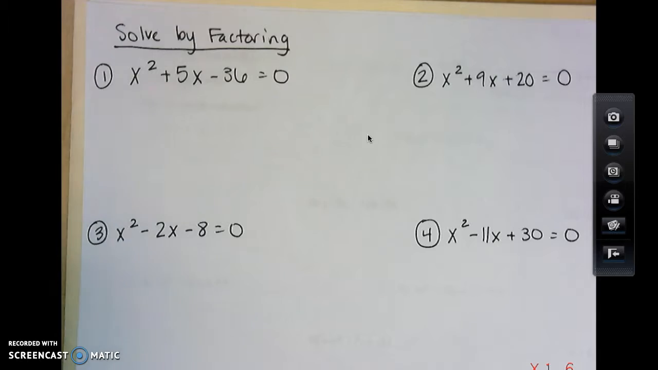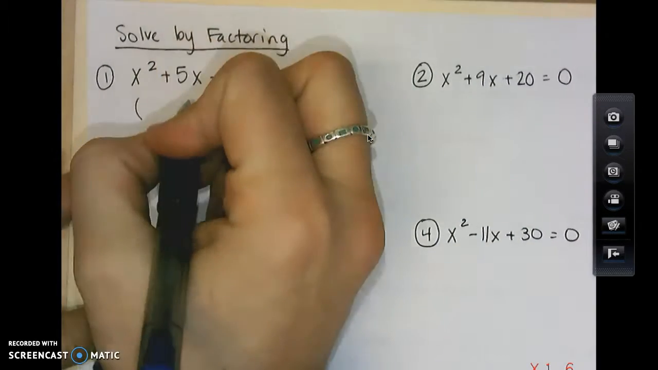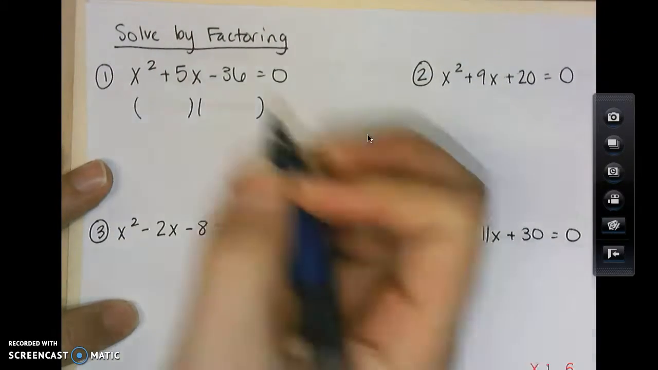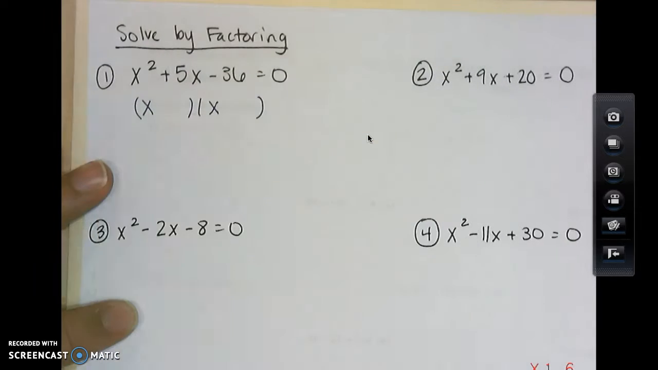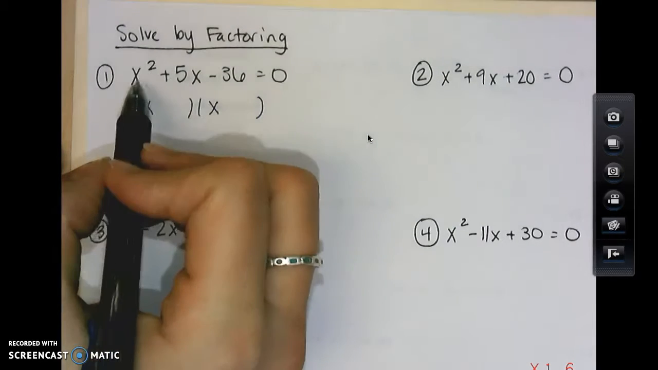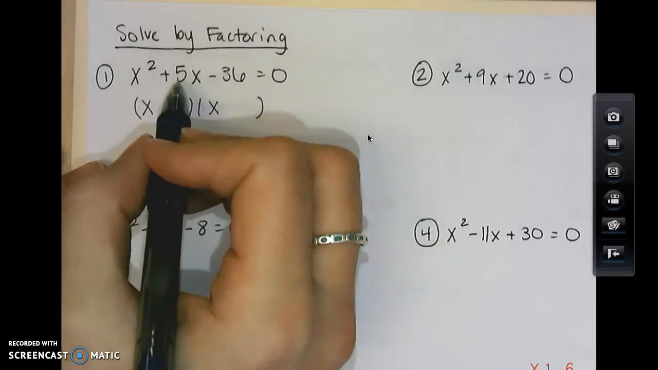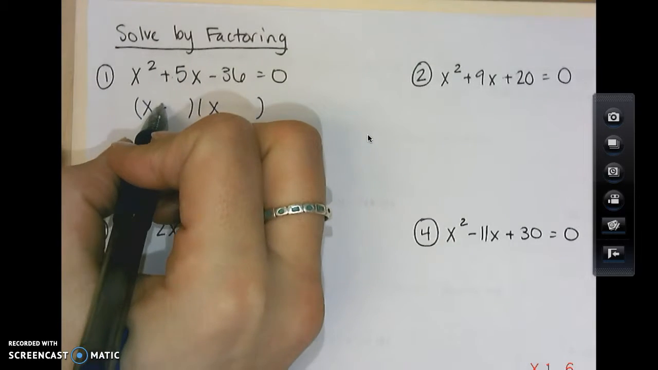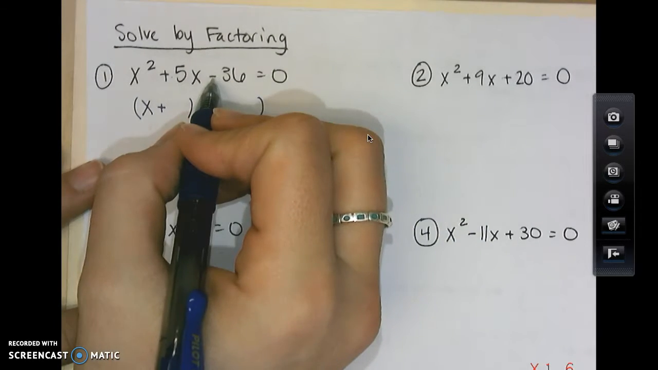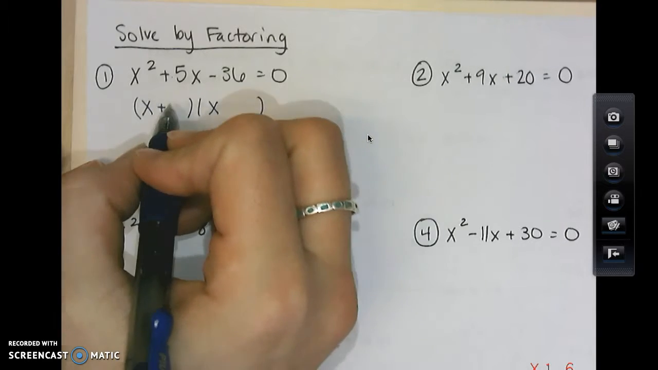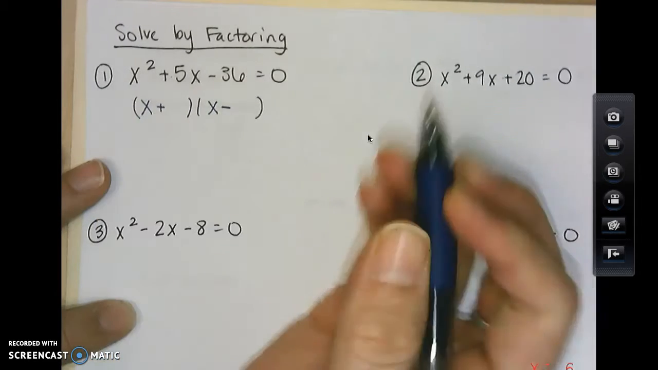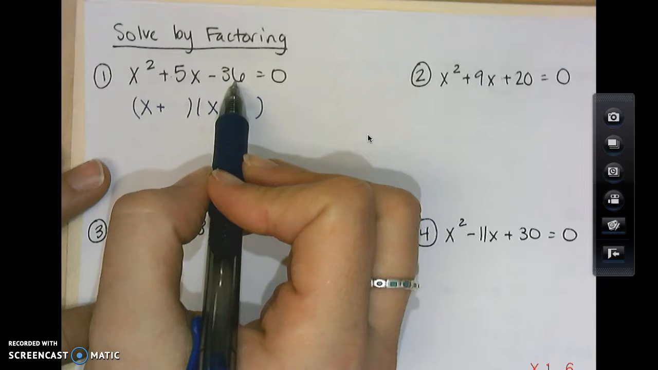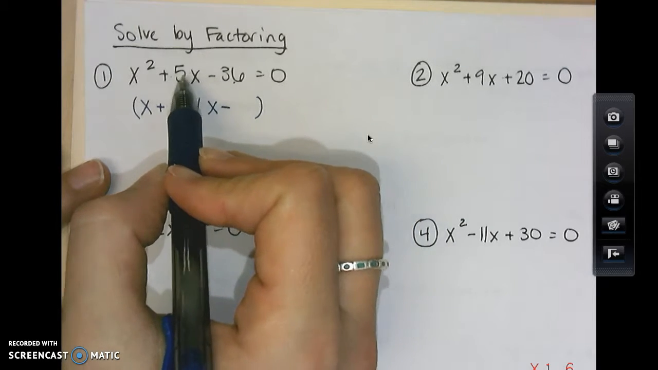So I'm going to factor. The first thing I do to factor is open up 2 sets of parentheses. X goes first in each one because x is the variable I'm using. The first sign comes straight down, so plus. This is a minus, so these two have to be opposites. Now I'm looking at factors of 36 that subtract to give me 5.